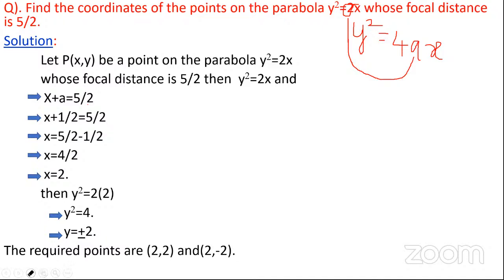x plus a is equal to 5 by 2, and substituting a is equal to 1 by 2 from the standard form, x is equal to 2. Substituting x equal to 2 in the given form of the parabola y square equal to 2x, we get two values for y, plus or minus 2. So the required points are 2 comma 2 and 2 comma minus 2. Hope this is clear, children.